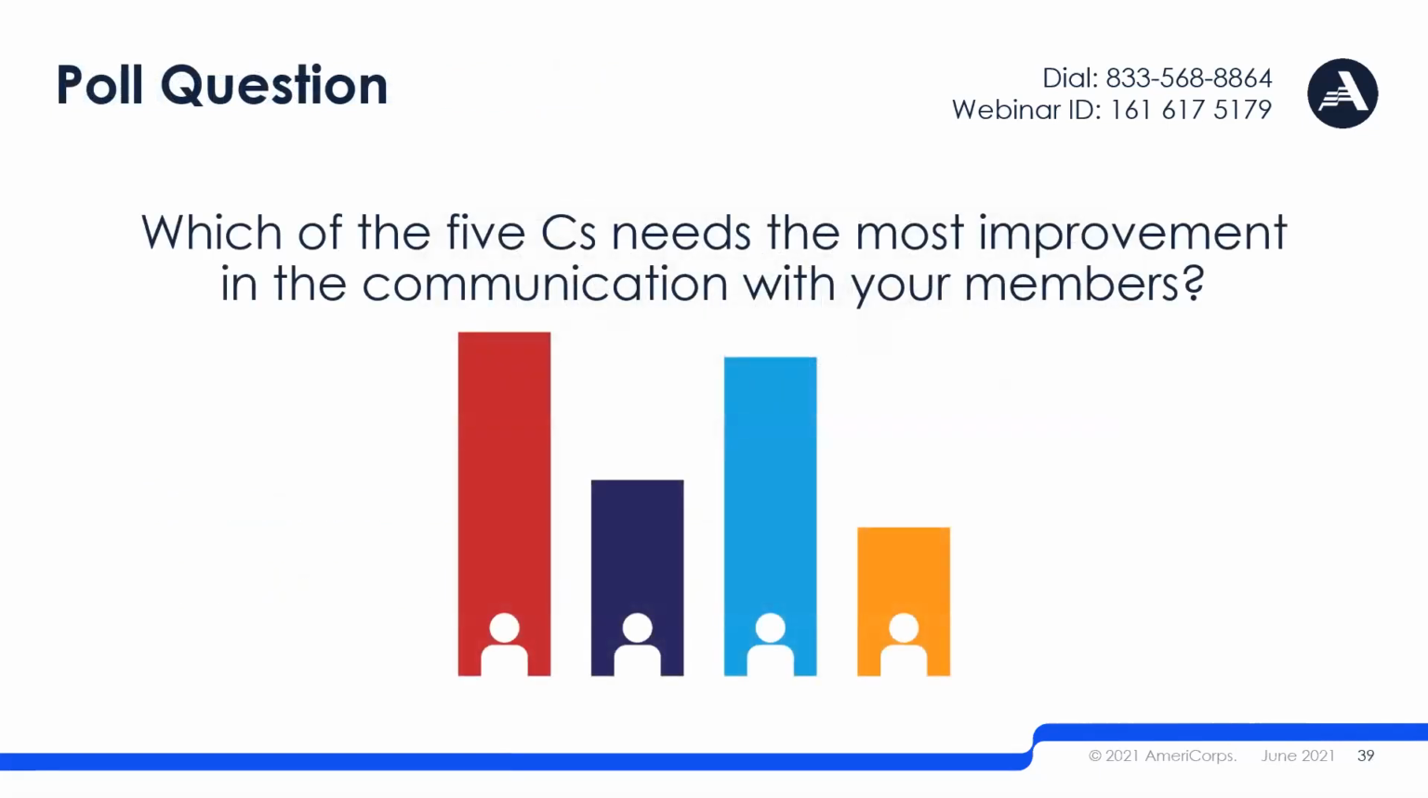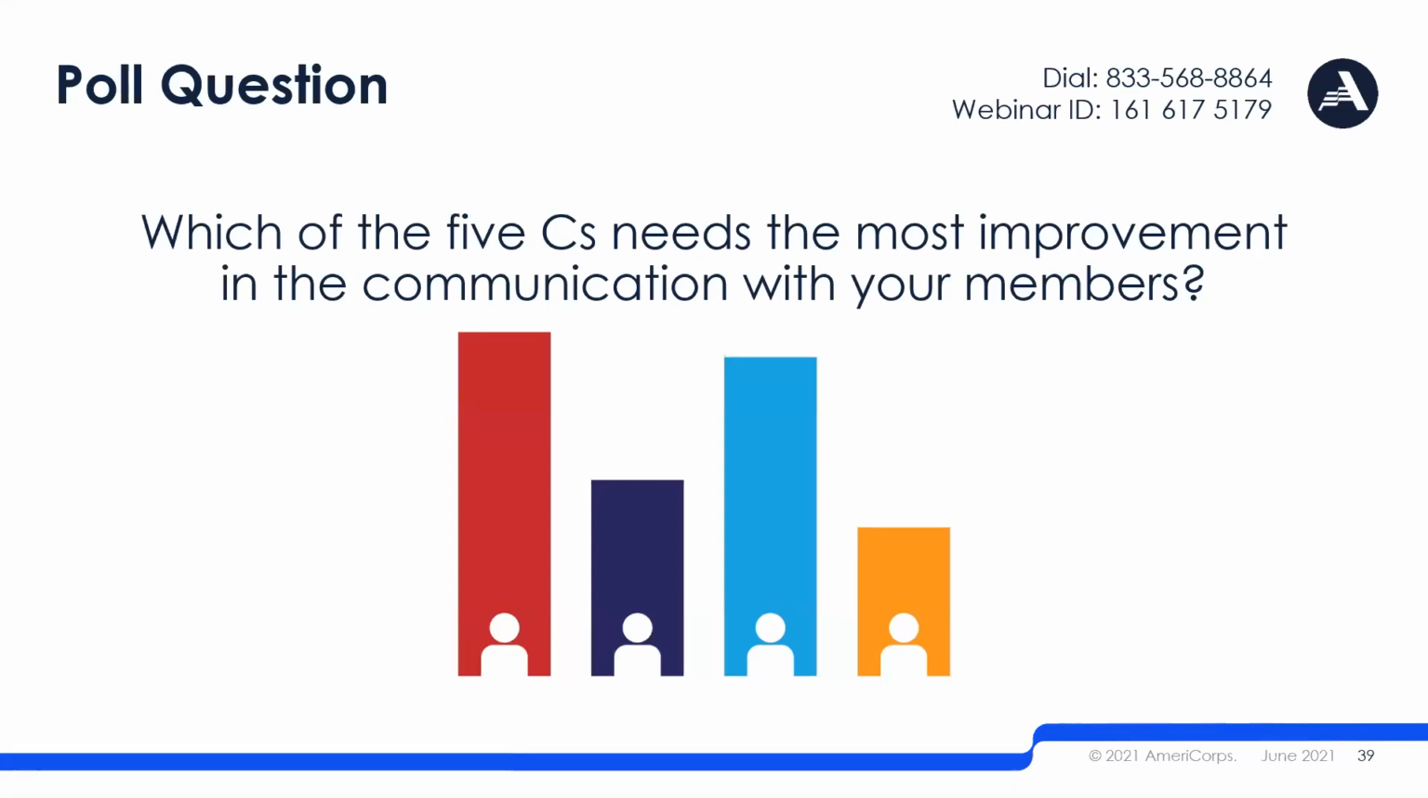We're going to launch a very quick poll, and I'm curious, the question that you'll see on the screen is, which of the 5 C's needs the most improvement in the communication with your members? And if you don't know the answer to this, that's fine. And as I mentioned earlier, there's more than 5 Cs. But when you look at clear, concise, continuous, controlled, customized, say that 5 times fast, which of these do you think needs the most improvement in the communication with your members?